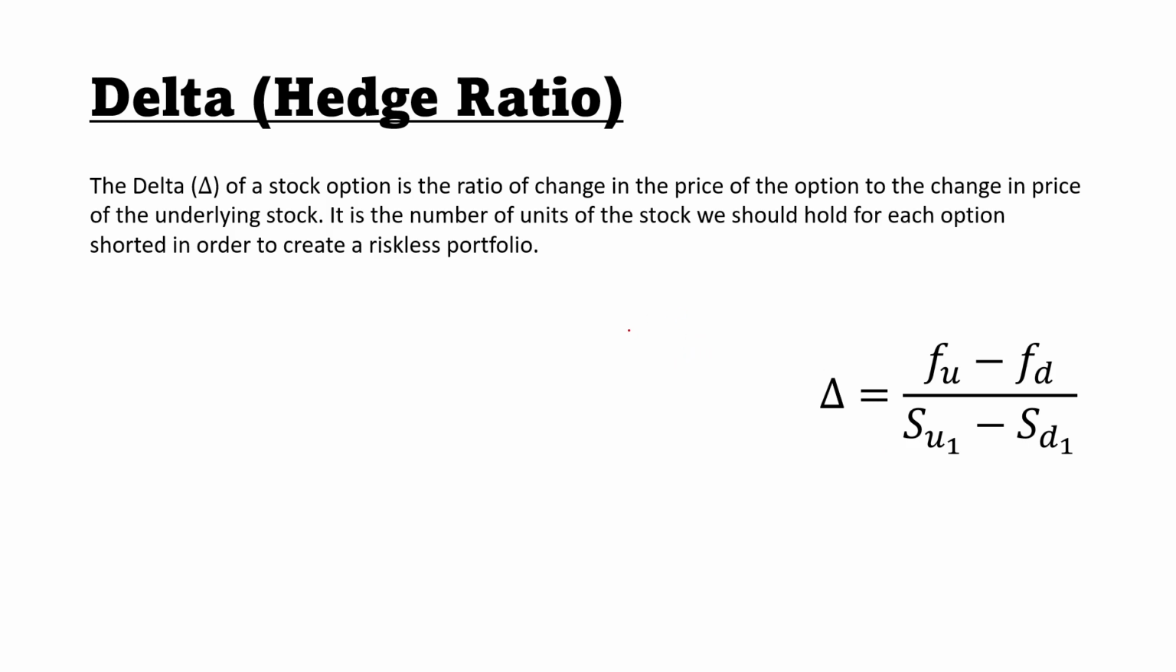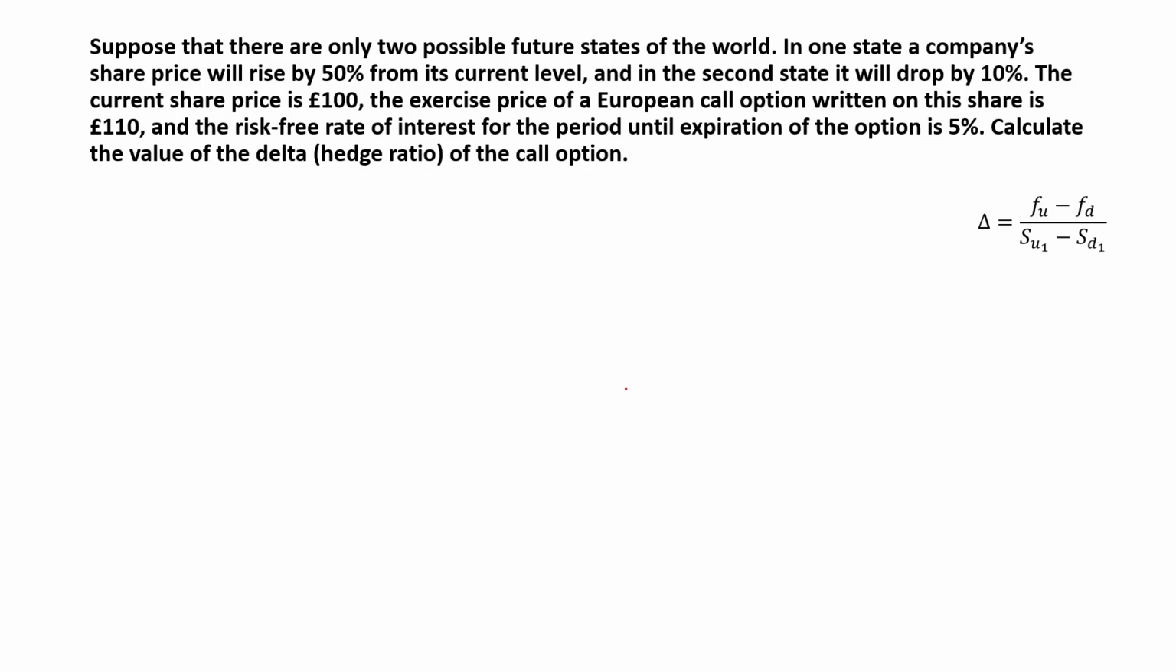To go into more detail, the value that we get for delta is the number of units of the stock we should hold for each option shorted in order to create a riskless portfolio. This is the aim, to get a riskless portfolio. So let's use this in the next example.